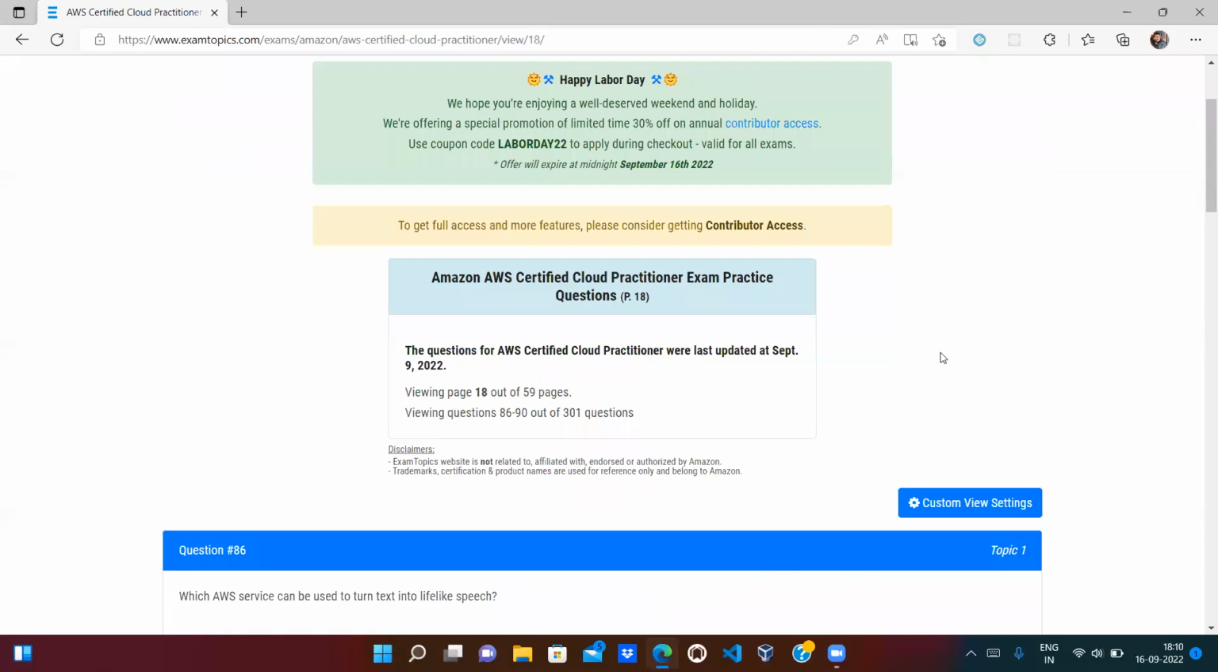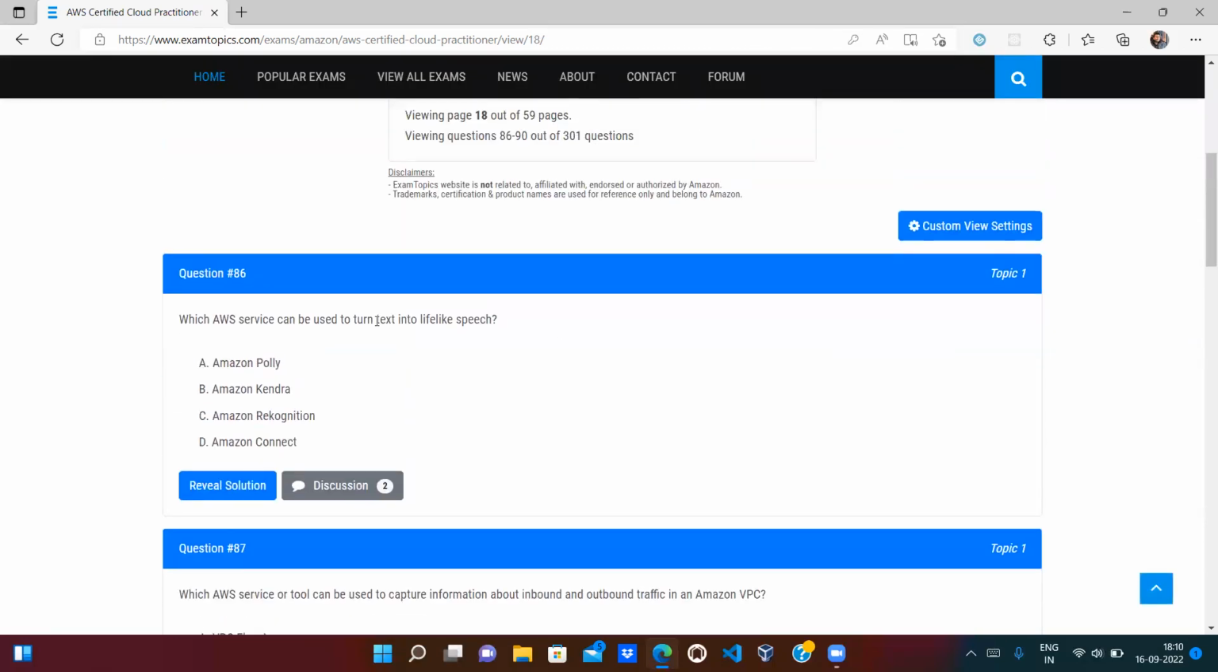Okay, so let's look at the next question. Which AWS service can be used to turn text into lifelike speech? So which service will convert text to speech? We have covered this. We have two services: one is Transcribe, one is Polly. Transcribe and Polly are different, opposite to each other.